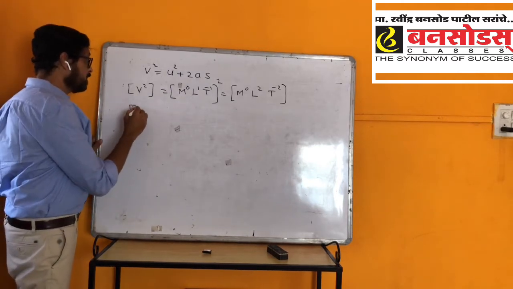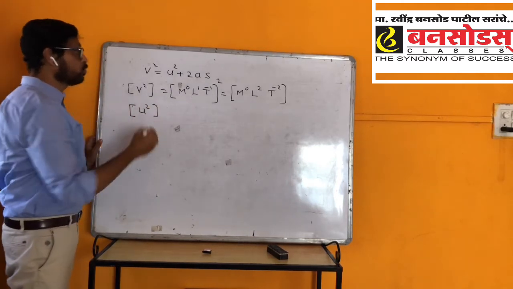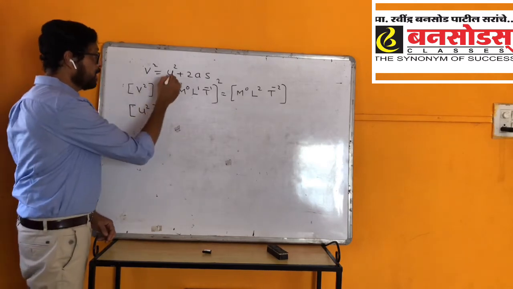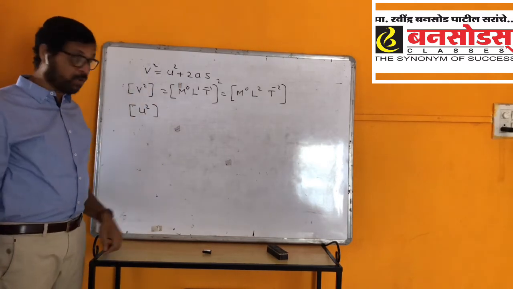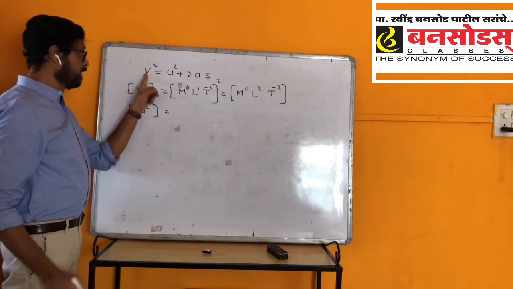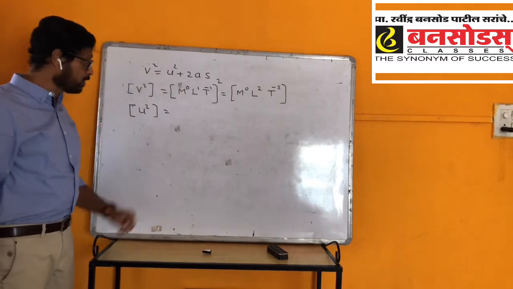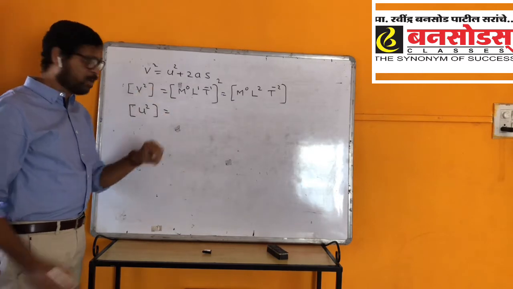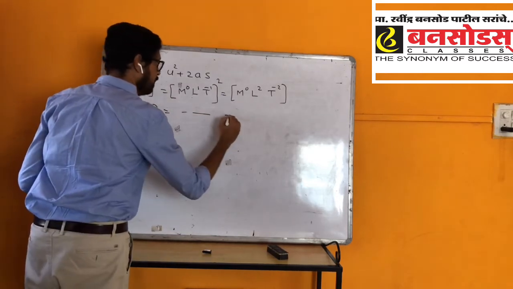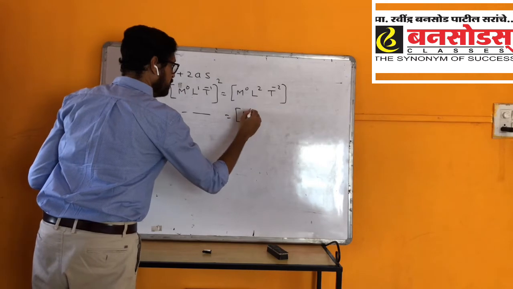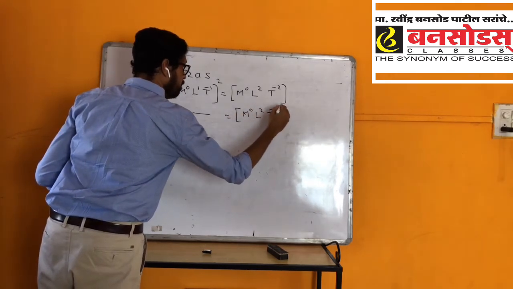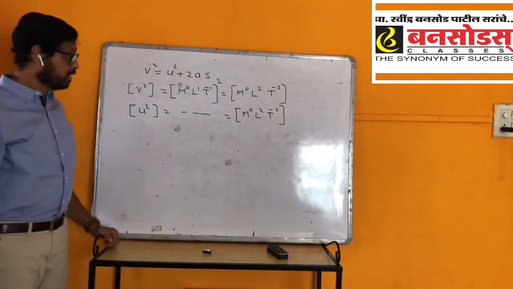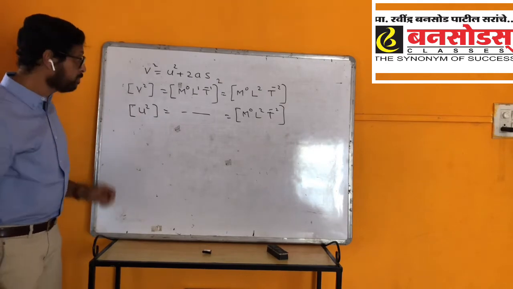Then the second term is u square. What is the meaning of u? Initial velocity. This is final velocity, this is initial velocity. So dimensions of u square will also be the same as that of v square. So this is again m0 l2 t minus 2. These are the dimensions of the second term.